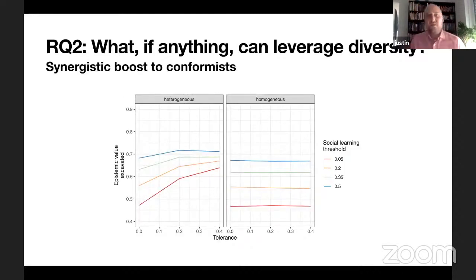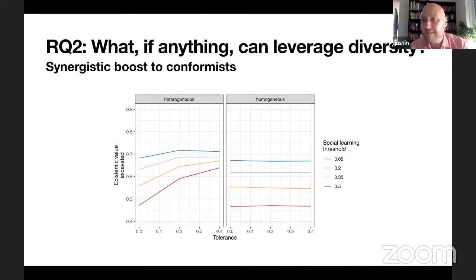So what actually does it do? One of the really interesting things is that it has this synergistic boost on conformists. If you compare the two panels here, the heterogeneous and the homogeneous populations, the color is showing you the social learning threshold. So red, lower down, is more conformist, and blue, higher up, is more maverick. And so you can see the benefit for diversity in a more maverick population. The change from the right to the left panel in the blue line is not huge. But there is a huge change in the red line going from the right to the left panel.